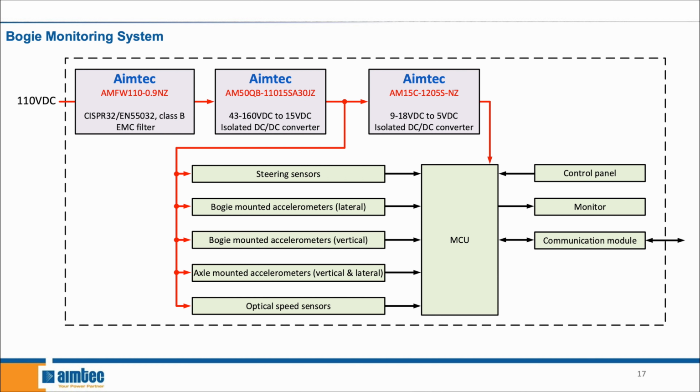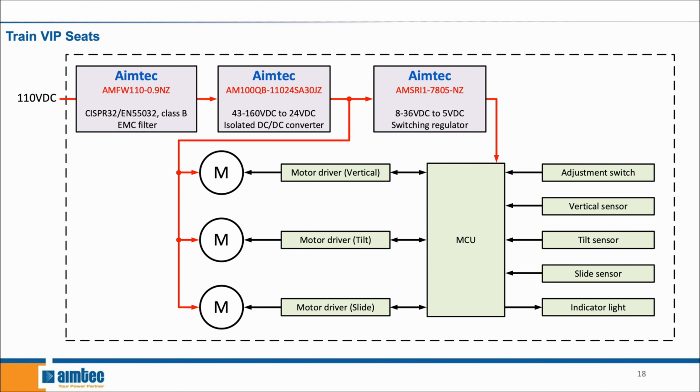An AM50QB, following the EMC filter, converts the 110 volt system voltage down to 15 volts and powers the bogie sensors. To add an extra layer of reliability, a second isolated converter, the AM15C, is used to power the MCU, HMI, and communication module. Now we're going to be looking at train VIP seats.